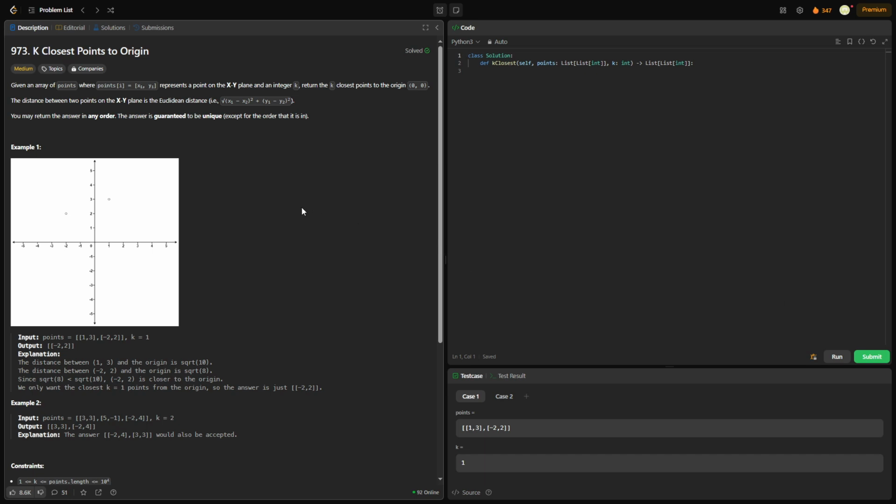What's up, everyone? This is LeetCode 973, K Closest Points to Origin. We're given an array of points where points[i] = [xi, yi] represents a point on the XY plane, and an integer k, and we have to return the k closest points to the origin (0, 0).